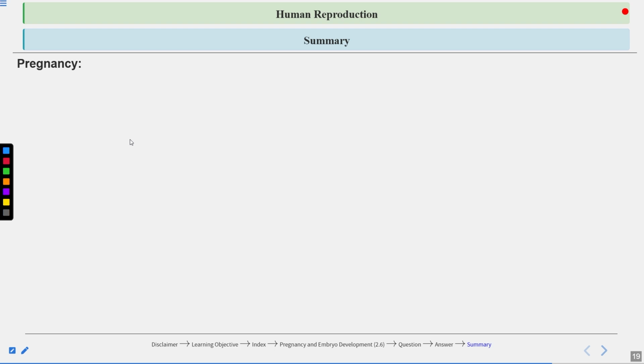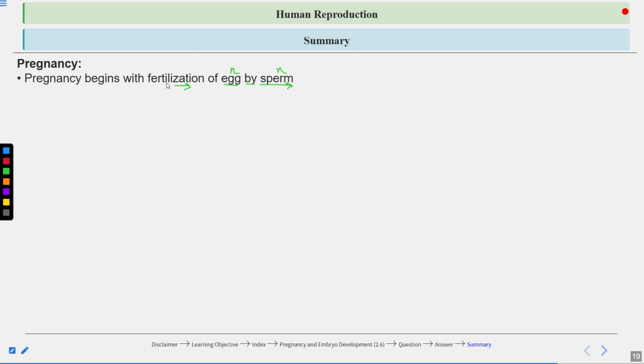Okay, so now let's summarize this entire lecture. So we talked about the pregnancy. So pregnancy begins with fertilization of egg by the sperm. So what happens? These are gametes. Egg and sperm, these are the gametes. Egg is the female gamete, sperm is the male gamete. So fusion of the egg and the sperm, this is known as fertilization. After the fertilization, zygote is formed, which is a diploid structure.